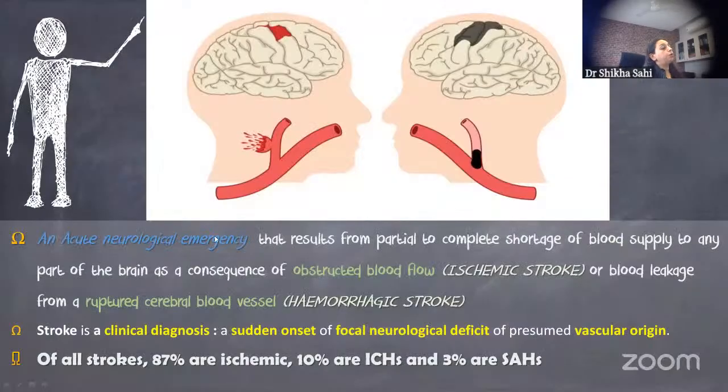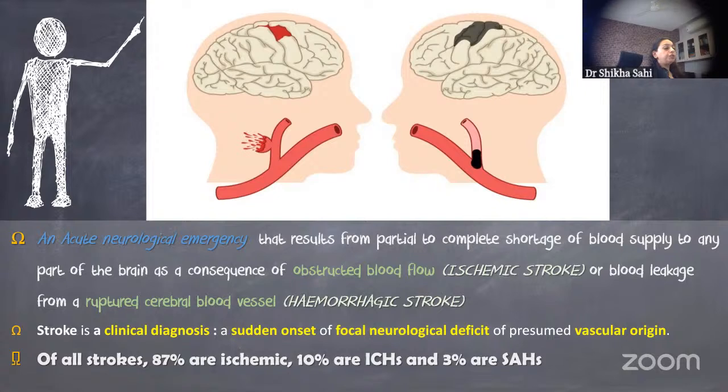It is an acute neurological emergency, and it is a pure vascular phenomenon which results from partial or complete shortage of blood supply. So it could be either because of obstruction of the blood vessels, which is ischemic stroke. Today we are discussing exclusively ischemic stroke. Or it is also because of the leakage of blood, and subsequently the brain is hypoperfused. So stroke is a clinical diagnosis and it is a sudden onset of focal neurological deficit of purely vascular origin.